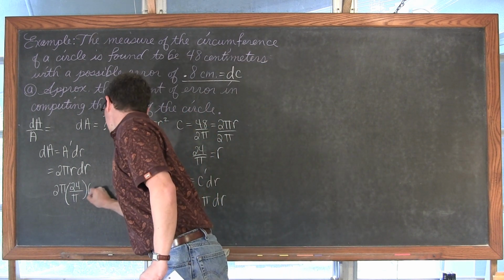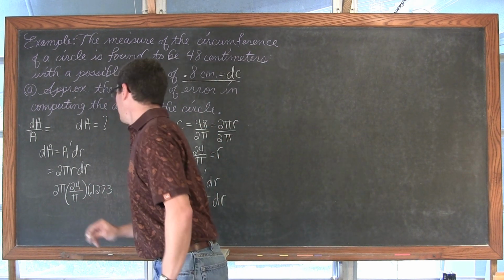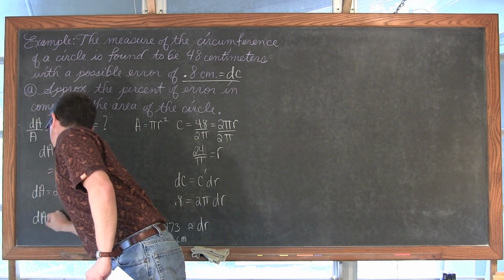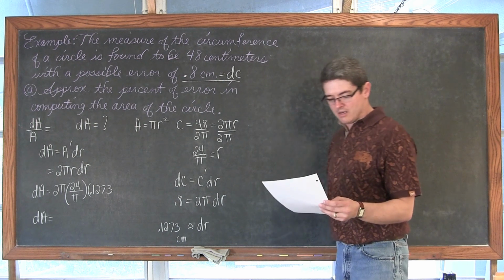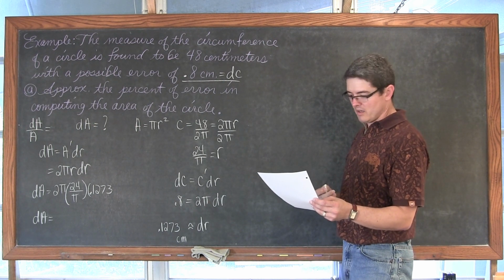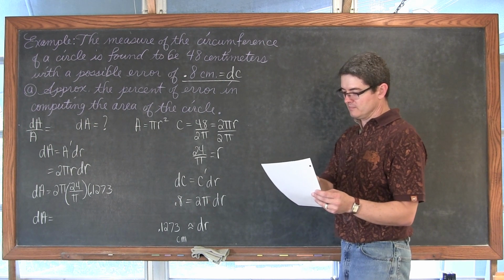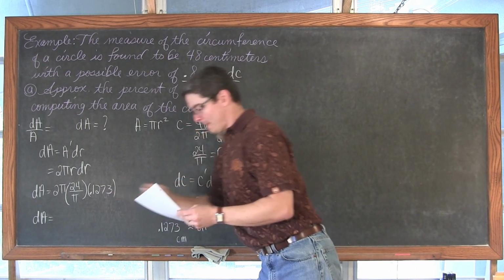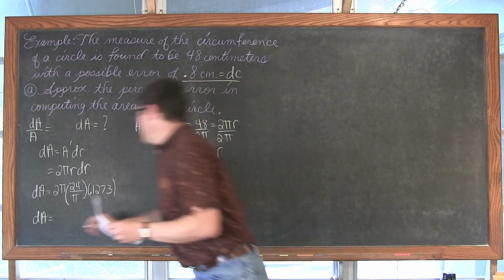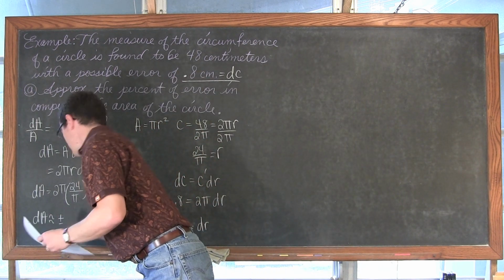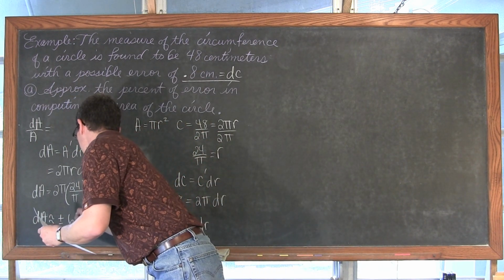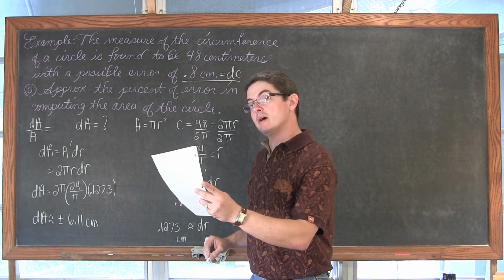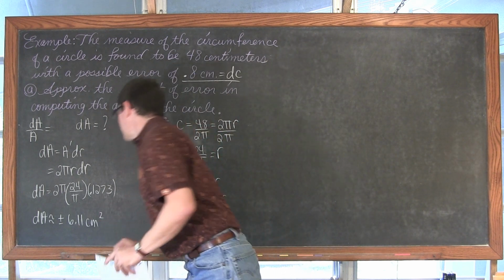So dr is 0.1273, which means that my differential of A, or my estimated propagated error in the area, is going to be approximately plus or minus 6.11 centimeters propagated error in area, so centimeters squared.